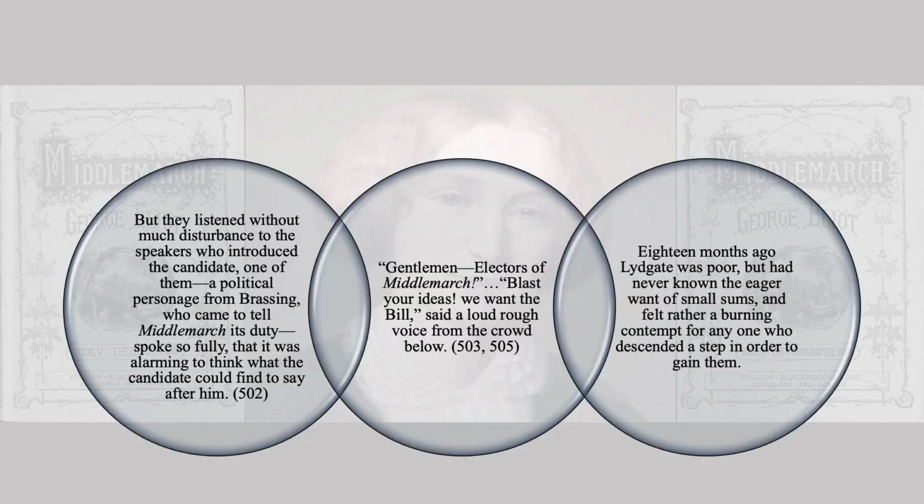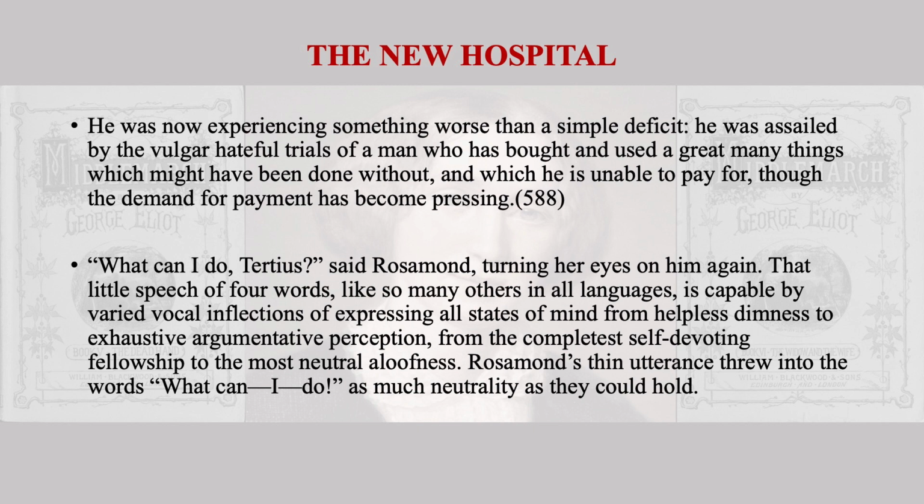But at the same time, you have Lydgate, who's now seeing a decline in his personal life because he's now very hard up on finances. And 18 months ago, Lydgate, and I quote from the novel, 18 months ago, Lydgate was poor but had never known the eager want of sums. But the way in which Rosamund Vincy, who's shown to be very whimsical and has been spending the money, asks him a simple question. "What can I do, Tertius?" said Rosamund. And in this one line, it's almost as if 4 words, that little speech of 4 words, like so many others, is capable by very vocal inflections of expressing all states of mind.